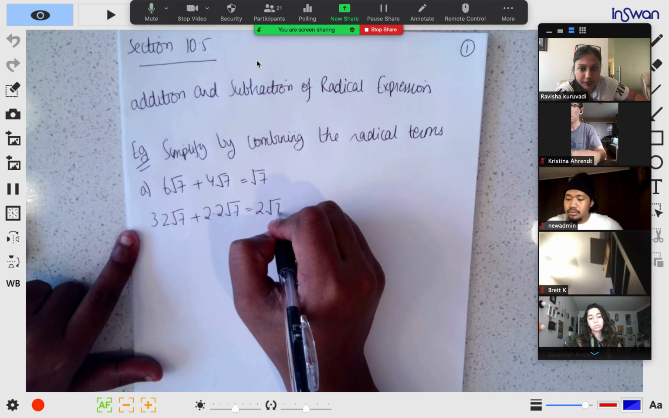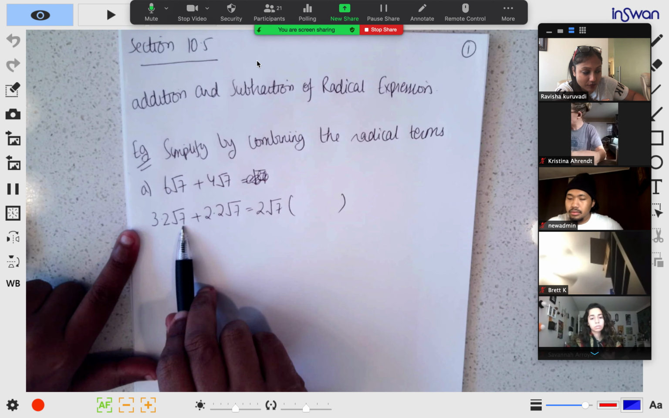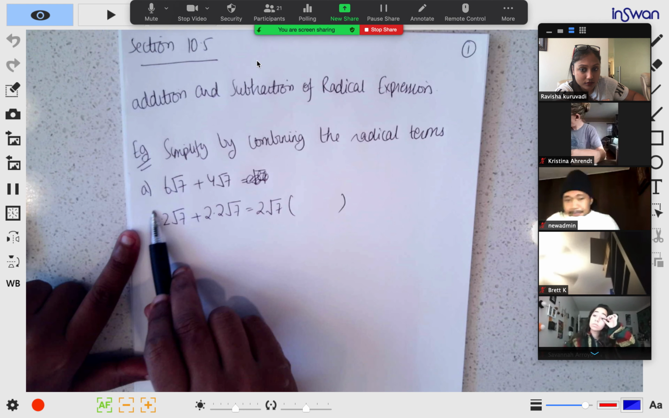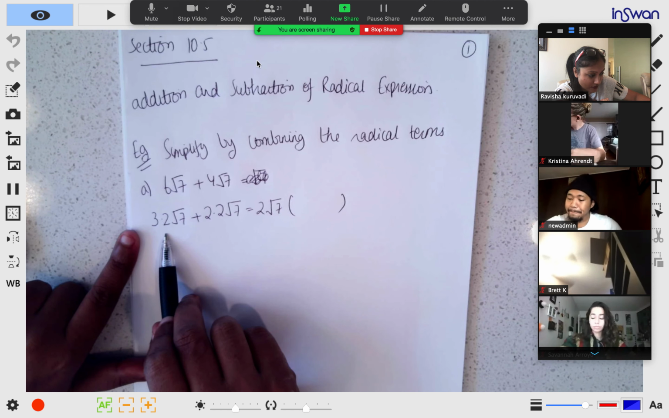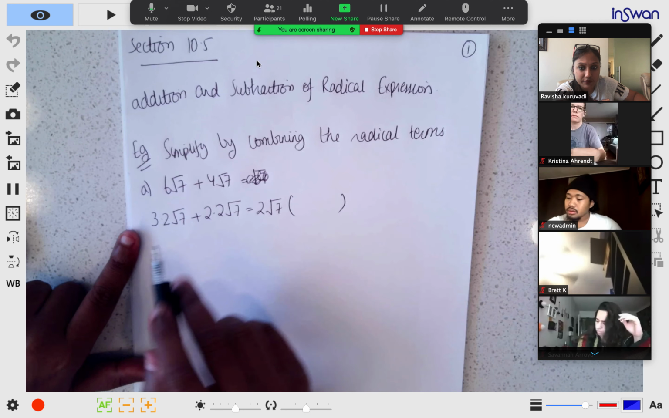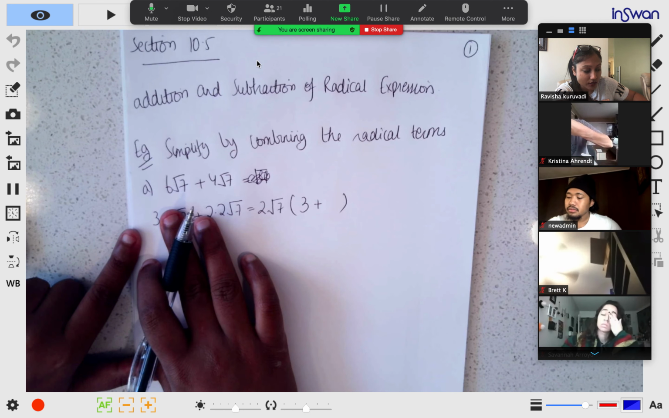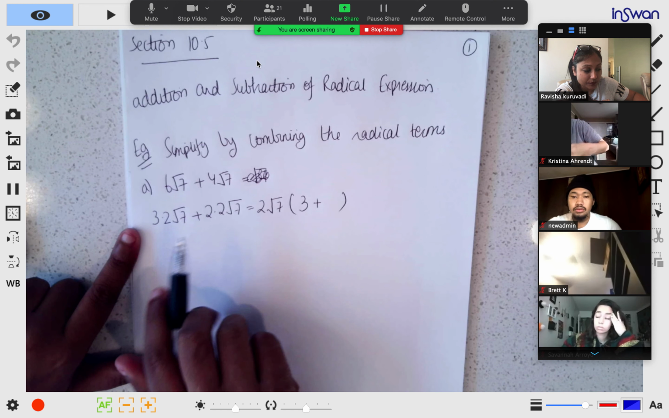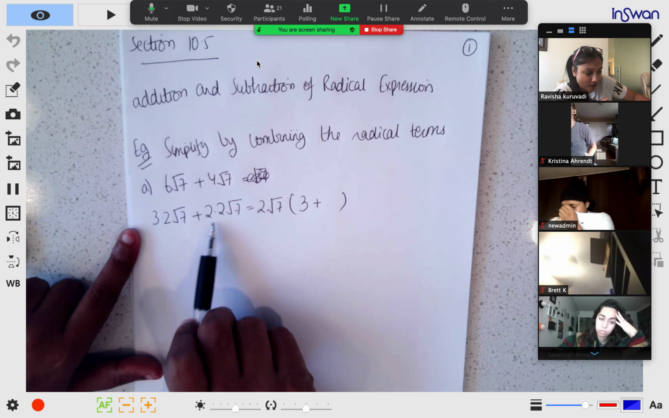What am I left with here? From this term, I took out 2 and root 7. What am I left with? Just 3. 2 and root 7 I took out, so I'm just left with 3. What about the second term? Just 2. Okay, let's solve the bracket first.